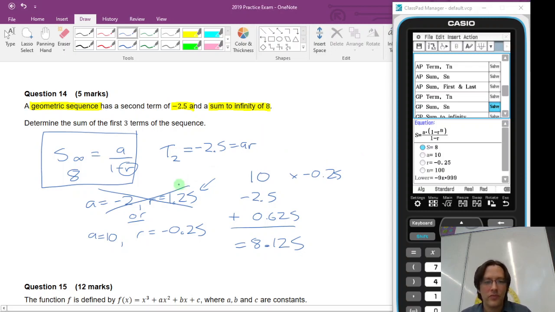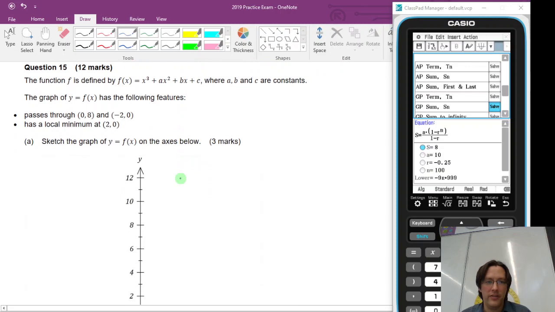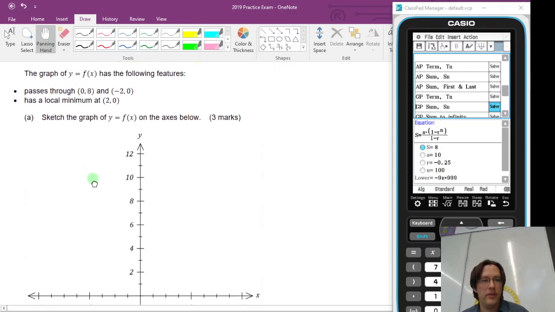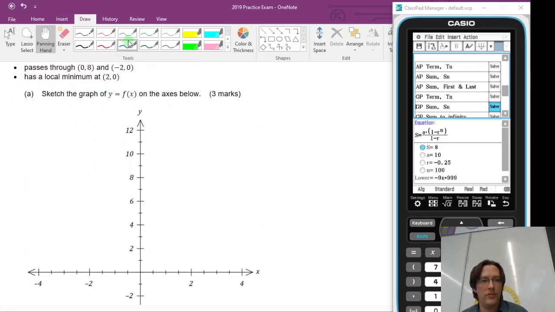Okay, so let's look at question 15. This one's worth 12 marks, so there's a lot to it. The function f is defined by this, where a, b, and c are constants. So we've got a cubic with a 1 on the first term. We've got a graph that passes through 0, 8 and negative 2, 0. So it passes through those two.